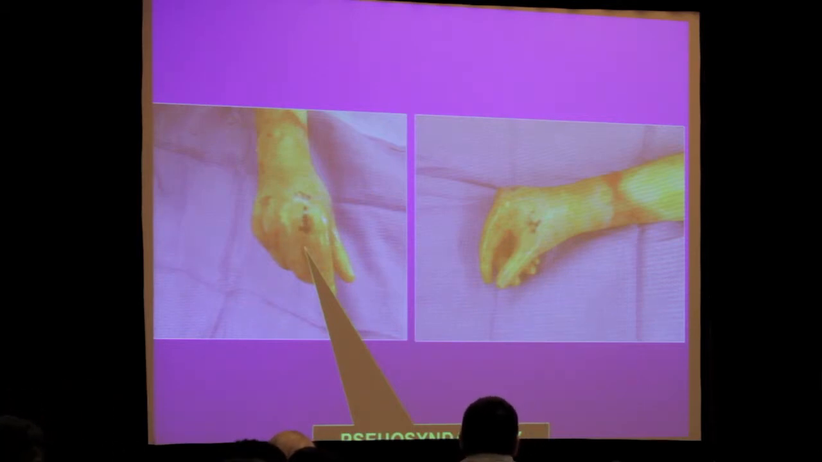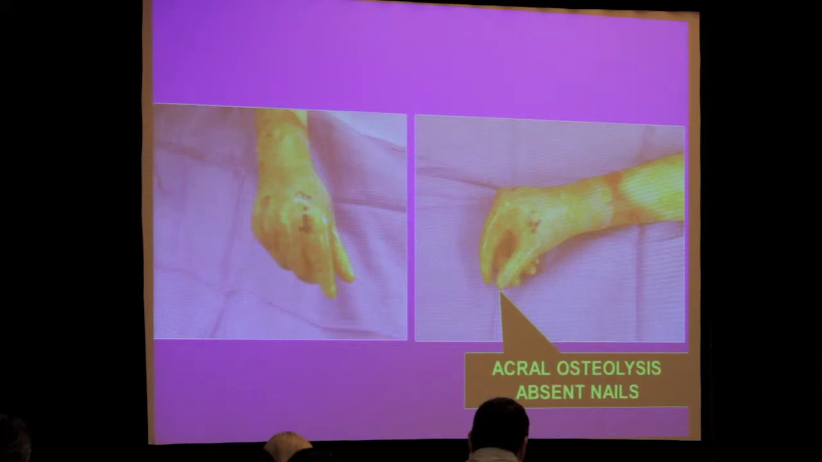The first deformity is the so-called pseudosyndactyly. This results when there's repeated scarring, in this case between the index and middle fingers, such that the two fingers are completely joined together because of scar formation. The second problem is acral osteolysis. Again, this is loss of the end of the finger.